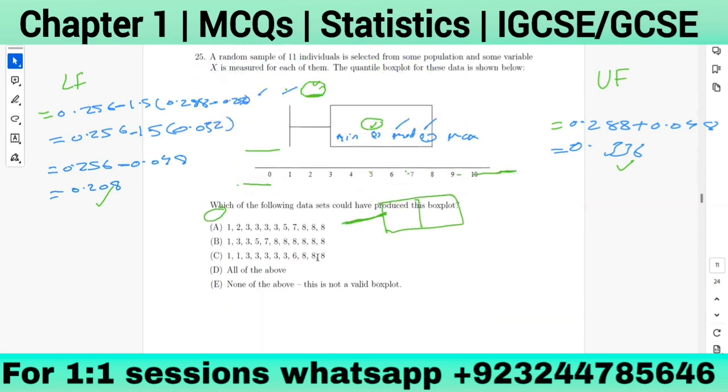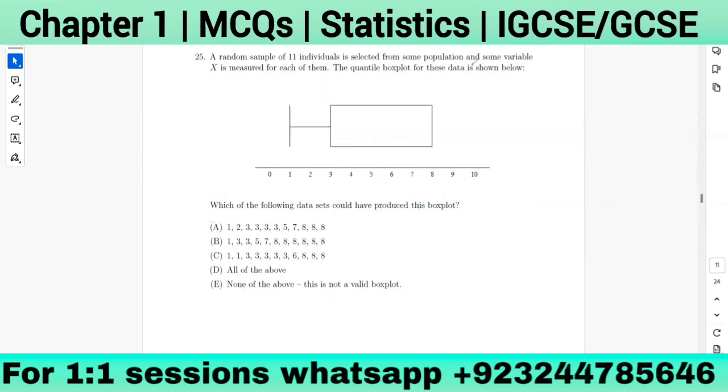Come to question number 25. A random sample of 11 individuals is selected from some population and some variable X is measured for each of them. The quantile box plot for these data is shown below. Which of the following data sets could have produced this box plot? Which data set produces this box plot means we have to find the median, Q1, Q3 for every data set. So let's do it for part A.